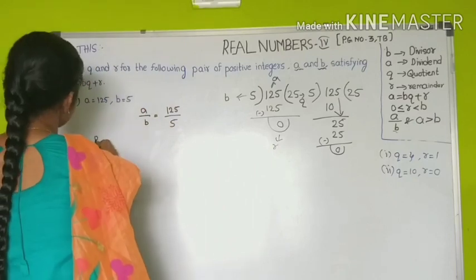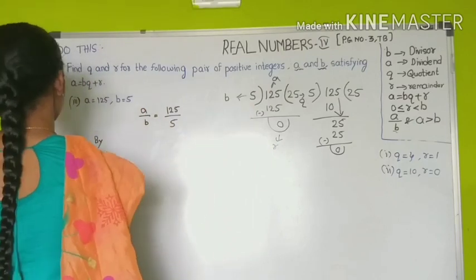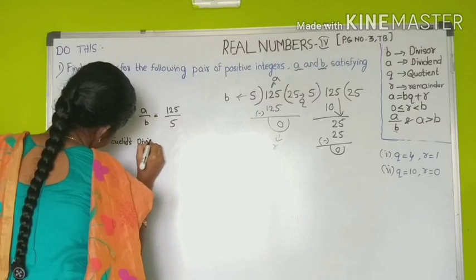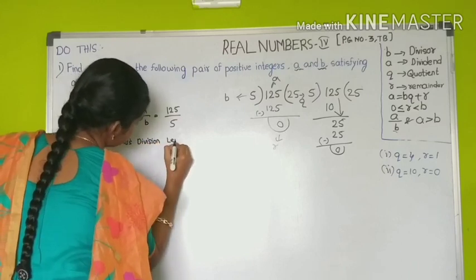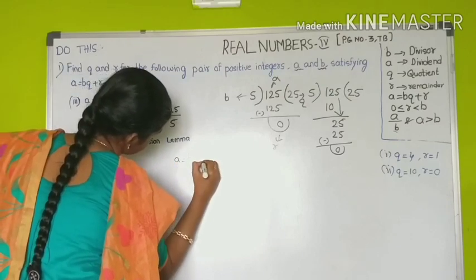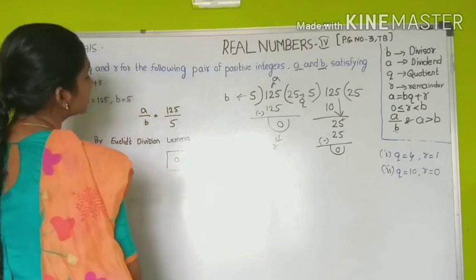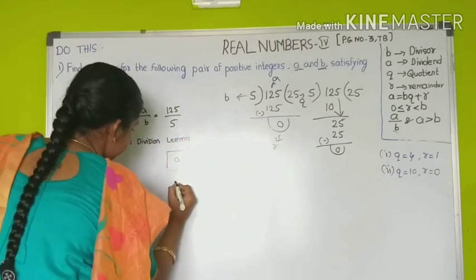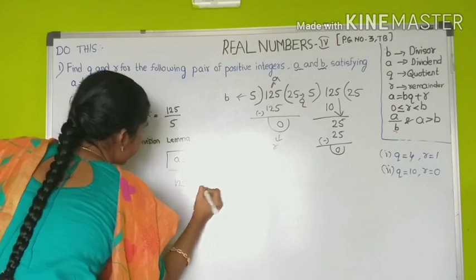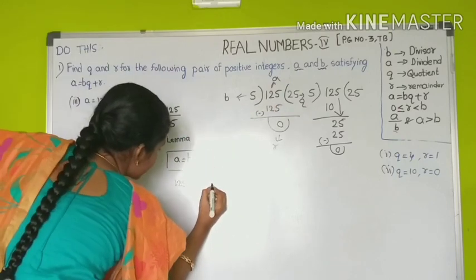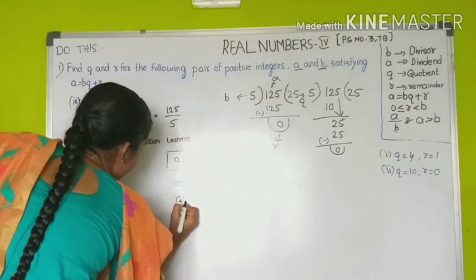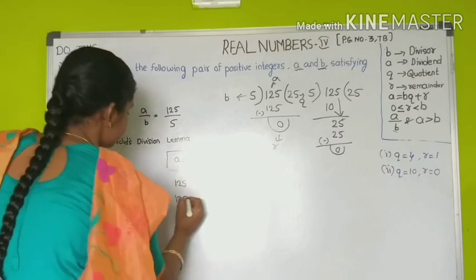And now we write the Euclid's division lemma. As I said, they should satisfy this equation. We write by Euclid's division lemma, that is A is equal to B into Q plus R. Draw a box around it. Substitute these values. A is equal to 125. What's the value of B here? 5. And what's the value of Q here? 25. And what's the value of R? 0. And now we know that 5 into 25 is directly 125.